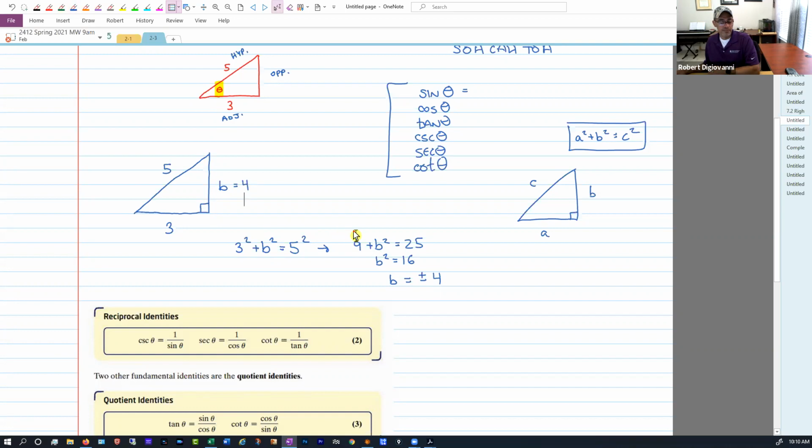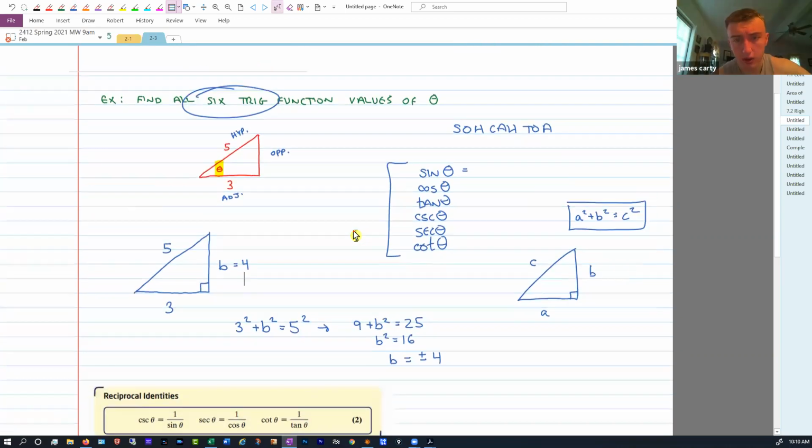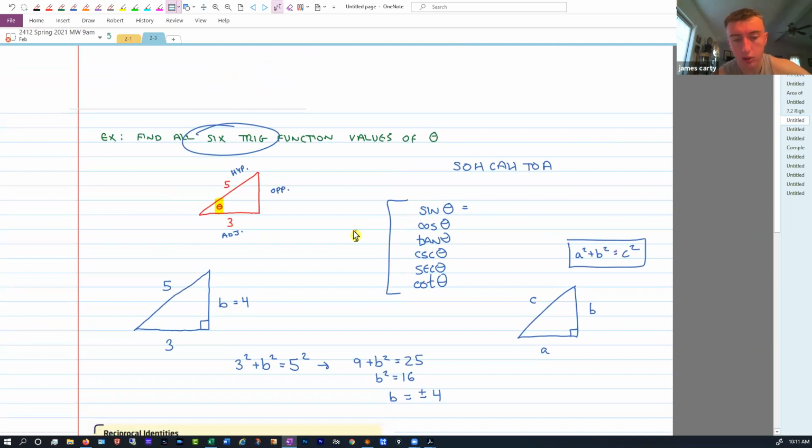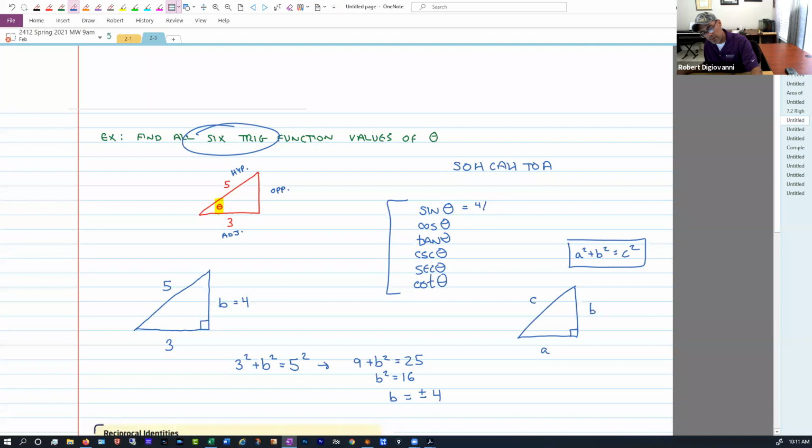Yay or nay? Yes, sir. So now that we have all the sides, we just plug it in. So let's do sine. Sine is opposite over hypotenuse, so the opposite side is 4, so that's just 4/5, right?